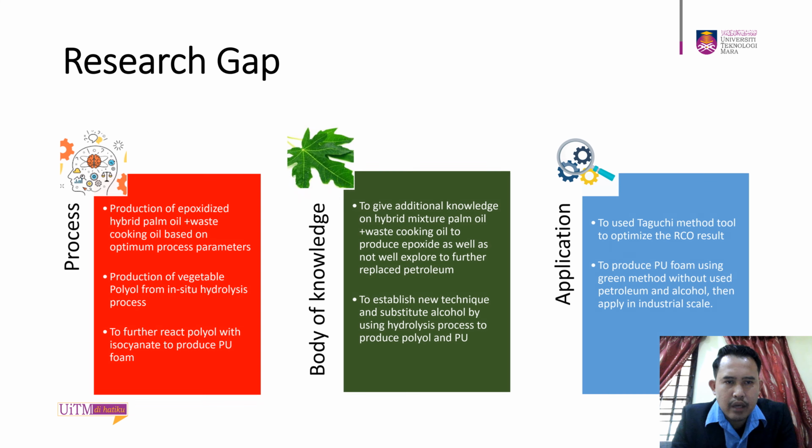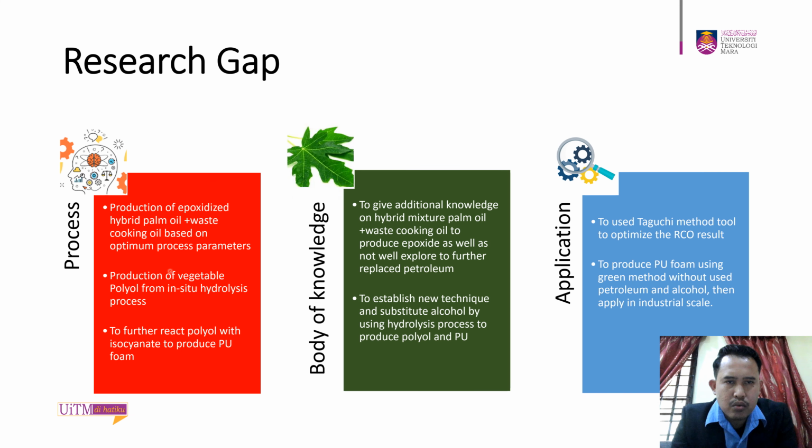So there's a research gap. They have a 3-day process. So based on the process, they have a research gap: production of epoxide hybrid palm oil waste cooking oil based on the optimum process parameter, production of vegetable polyol via in situ hydrolysis process, and further reaction with the polyol to produce PU foam. So this is a research gap for the process.